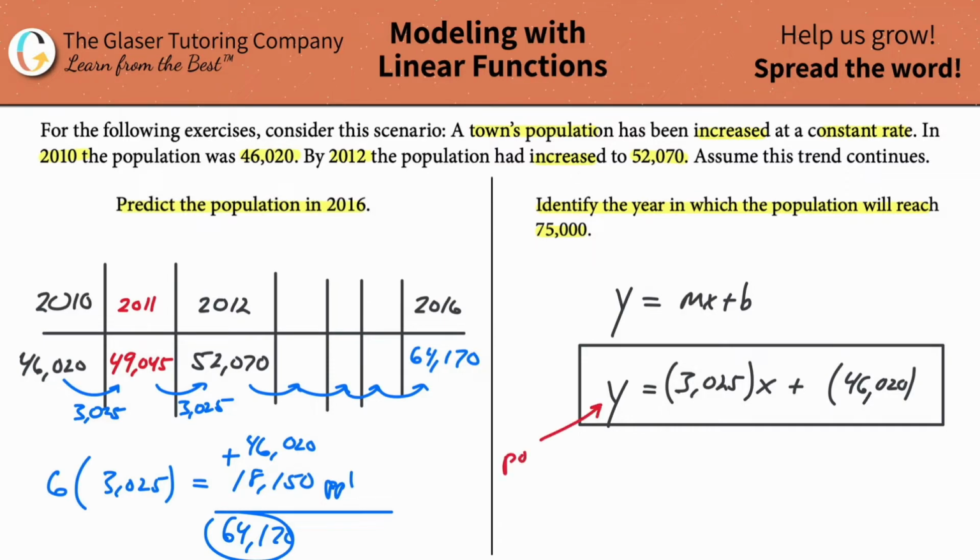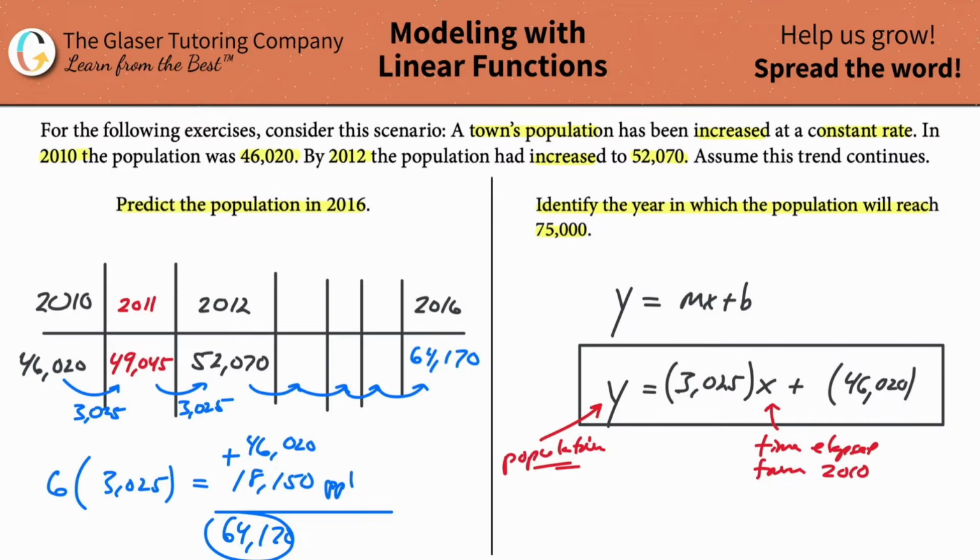Now, with this linear equation, the y value will tell me the population. And the x value now represents the time elapsed from 2010. It does not represent the year. You cannot go plug in the year 2020 and get an answer, because it's not going to mean what you want it to mean. So you have to be very careful with this.